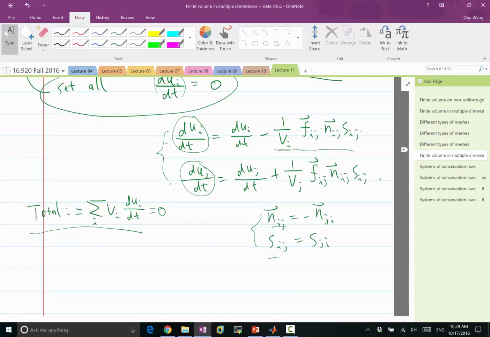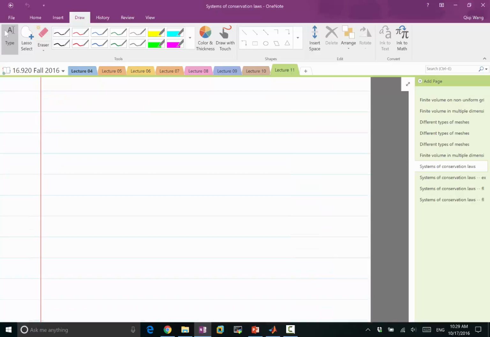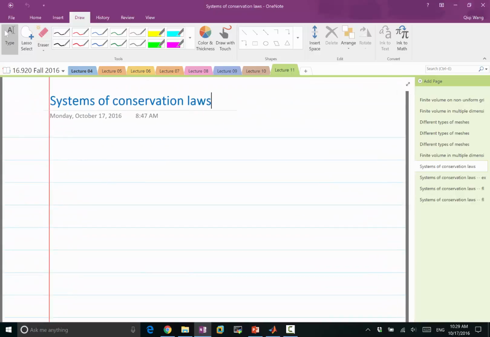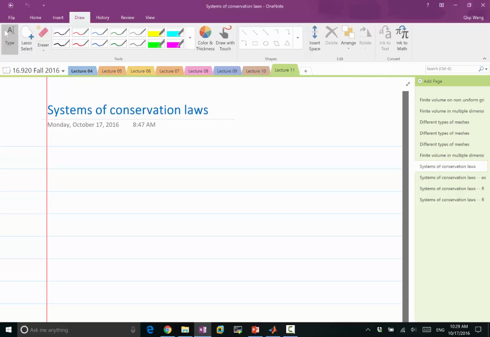Okay, let's go to system of conservation laws. Finite volume and actually also finite difference are not very difficult with not just one conservation law, but a system of conservation laws. A system of conservation laws is going to be multiple quantities coupled with each other. In a conservation law sense, that means the flux of one quantity is determined not just as a function of that quantity itself, but as a multivariate function of several quantities.